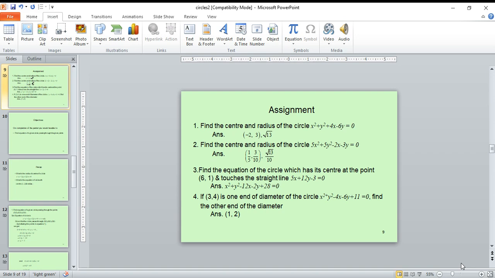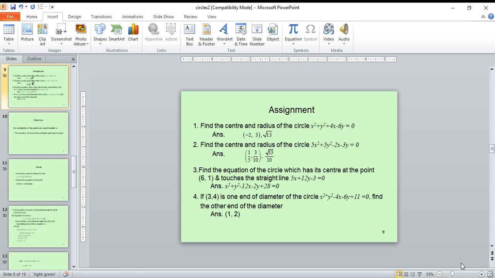2f equal to minus 6, so f equal to minus 3. Center (h, k) equal to (minus g, minus f), that equals (minus of minus 2, minus of minus 3), which is (2, 3).